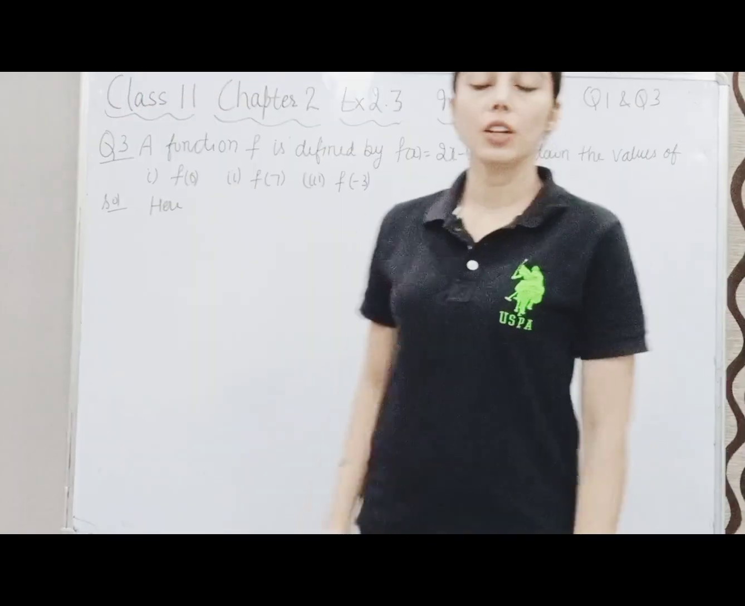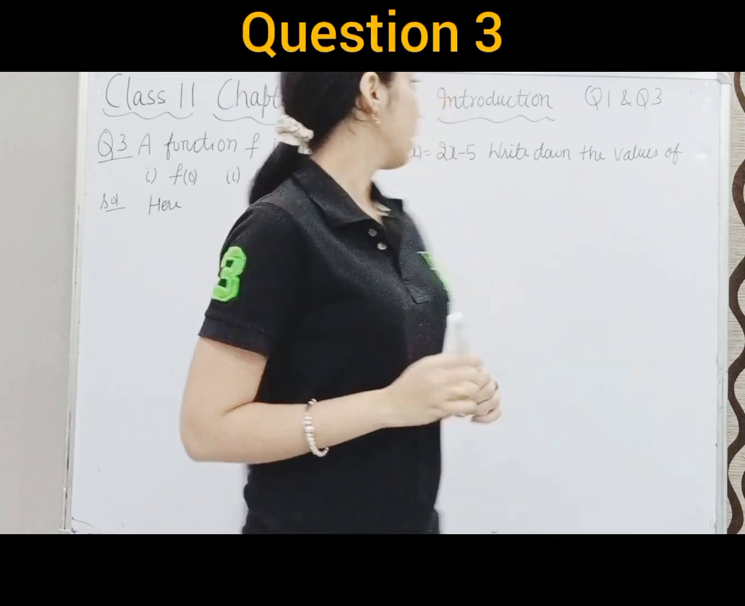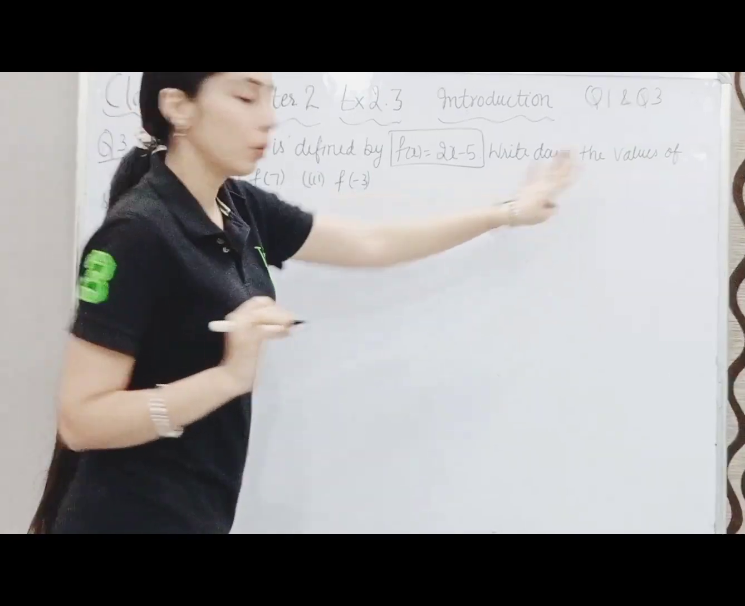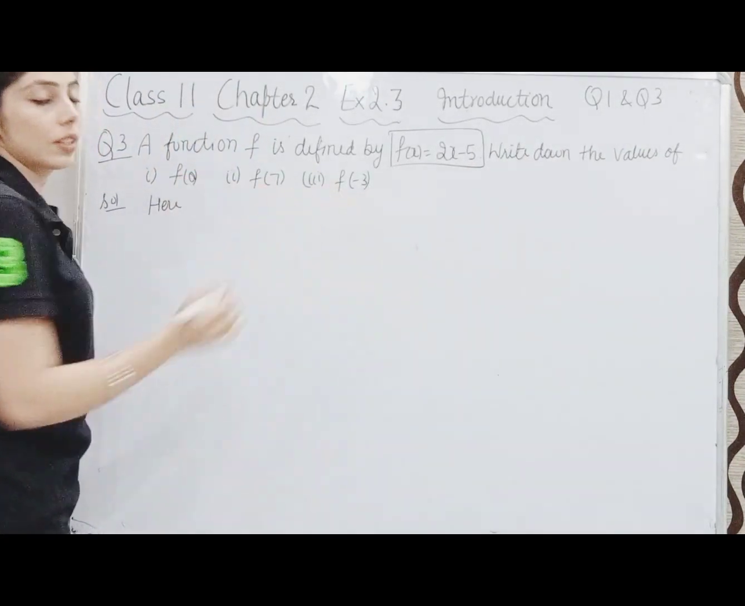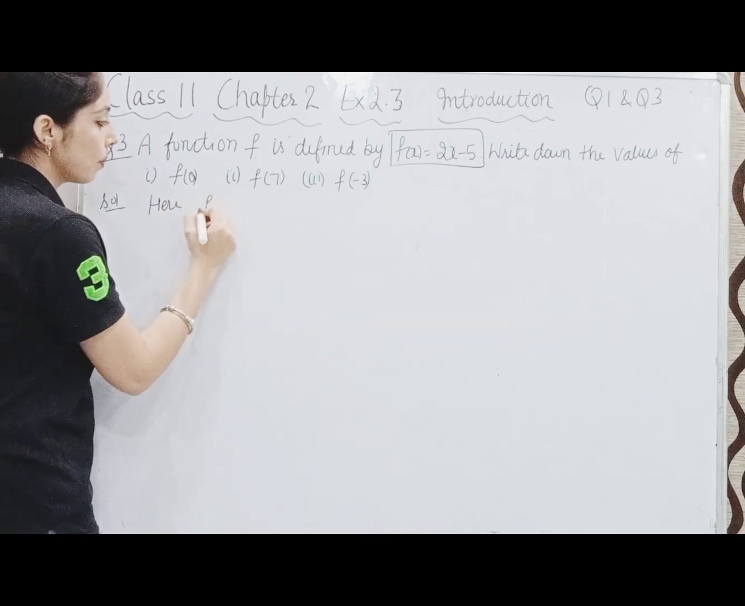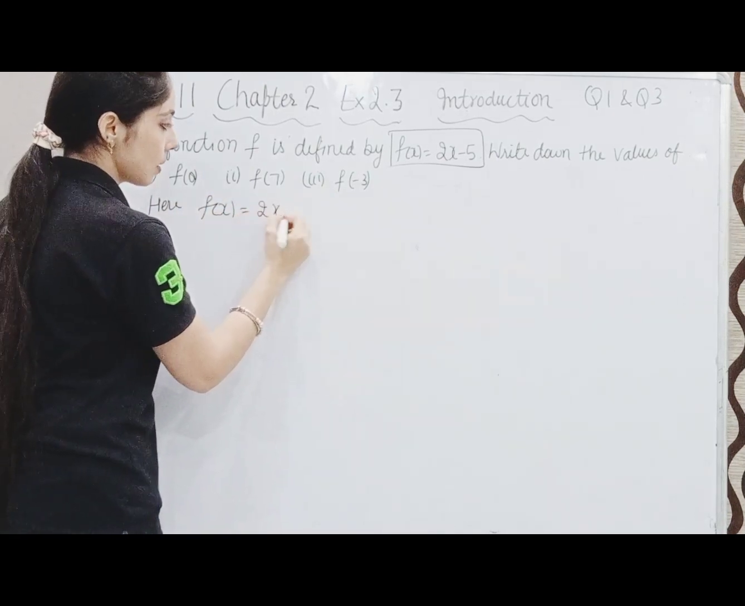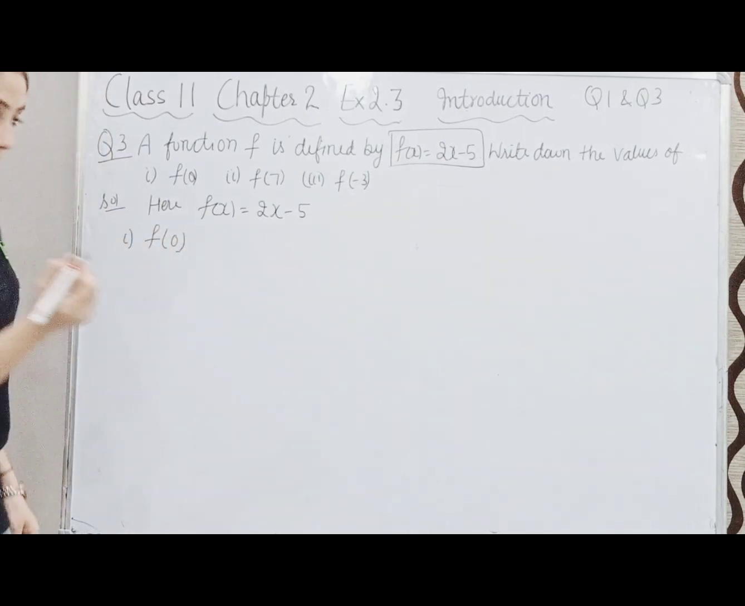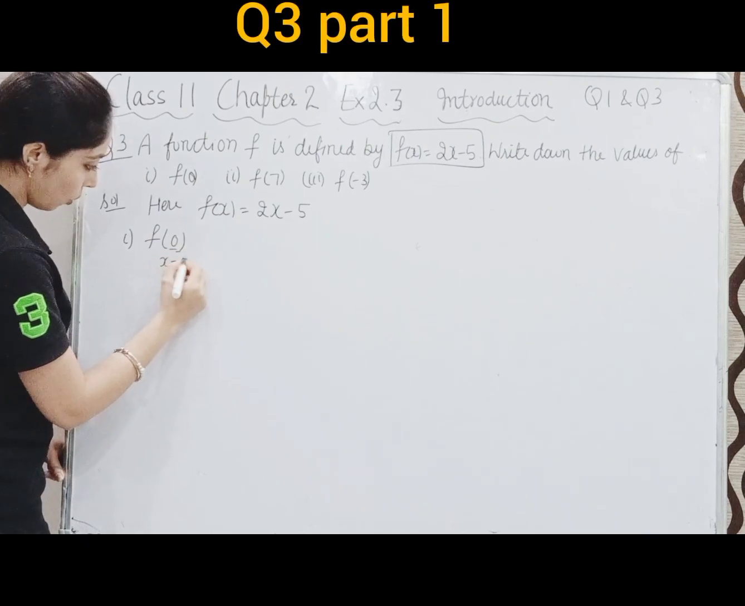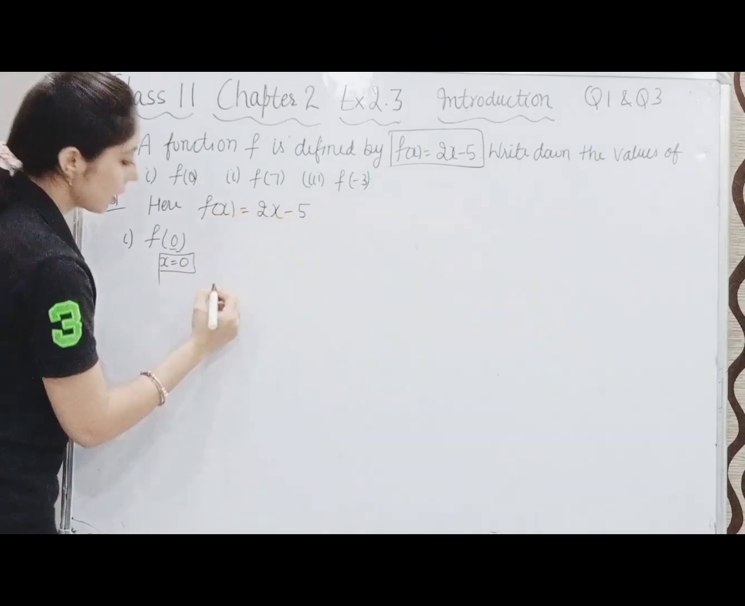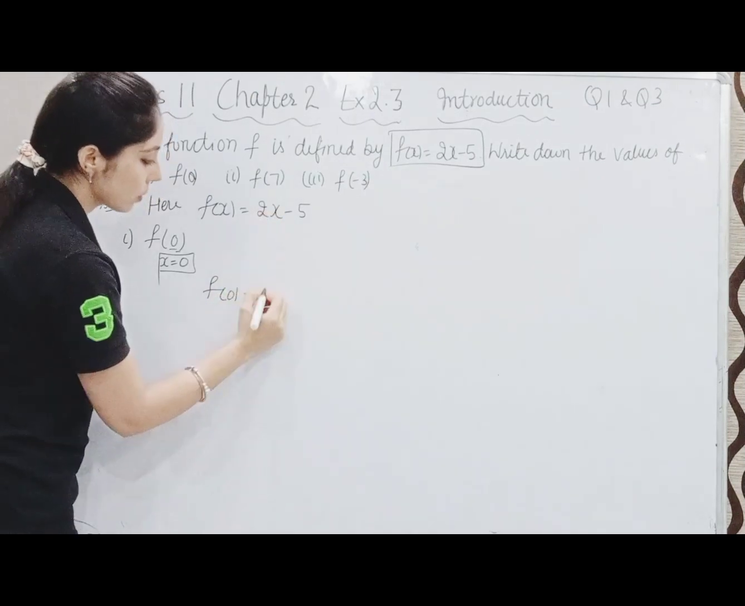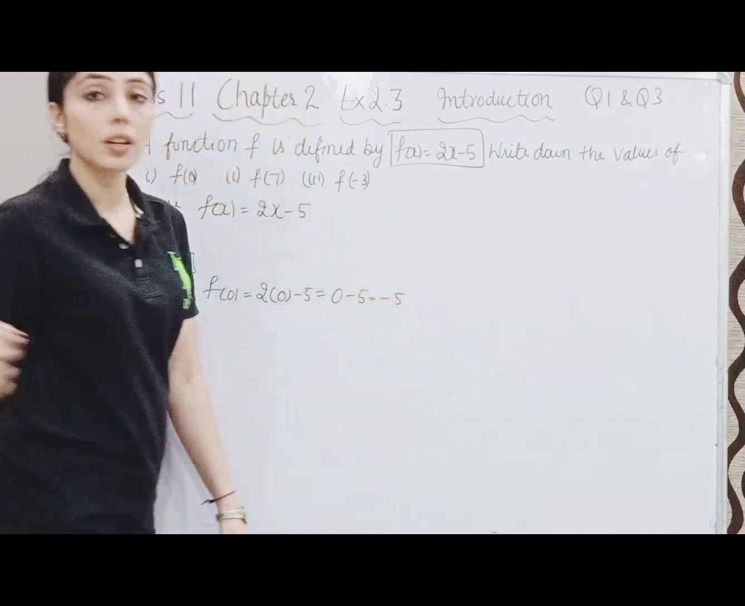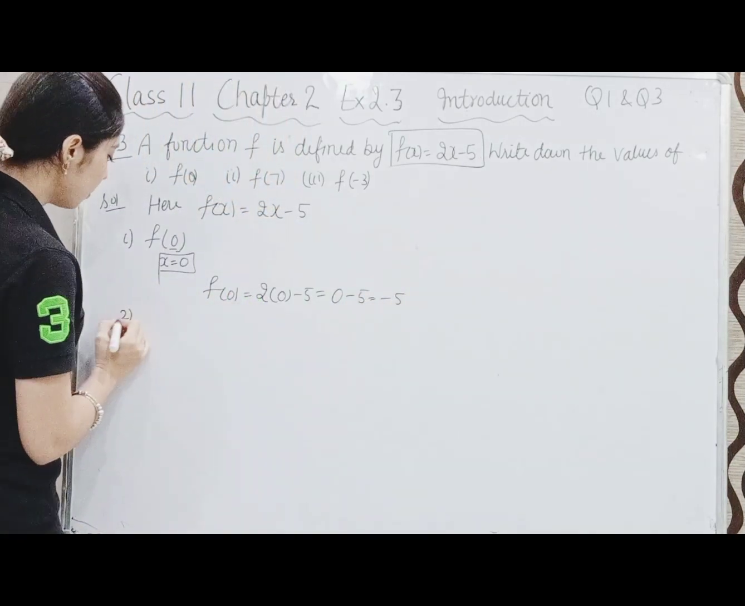Now let's discuss question number 3. A function f is defined by this. We have to write down the values of f of 0, f of 7 and f of minus 3. Here f of x is equal to 2x minus 5. To find f of 0, the value of x is 0. We put x equal to 0 here. f of 0 is equal to 2 times 0 minus 5, which is 0 minus 5, which equals minus 5.